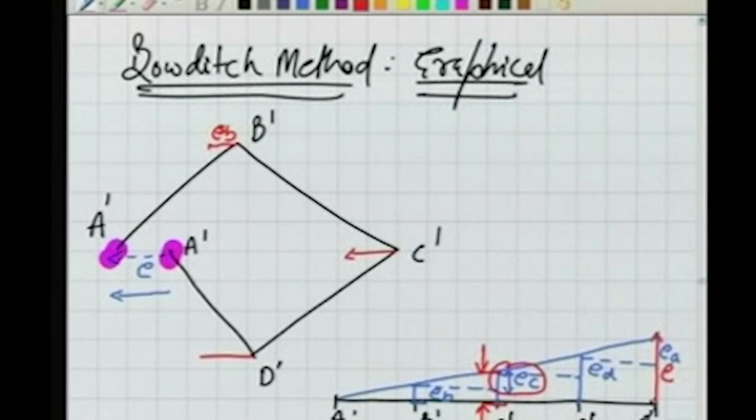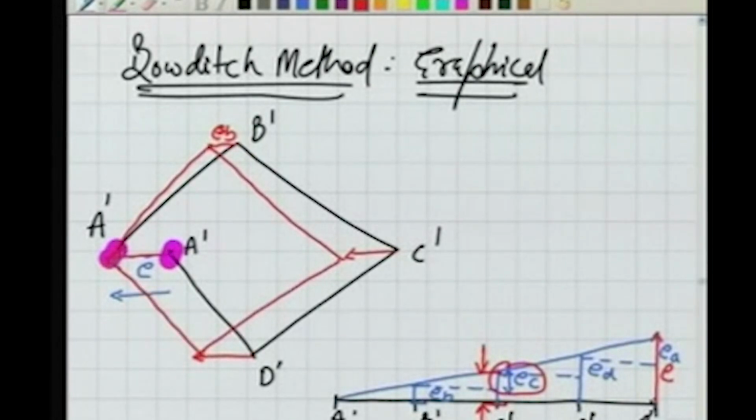Similarly, D dash. So finally A dash moves by this amount, and all these points are connected, and the red line here is the corrected traverse, or the correction has been applied and there is no closing error. E is 0 now. So this is just a very simple linear method of applying the correction to our traverse.